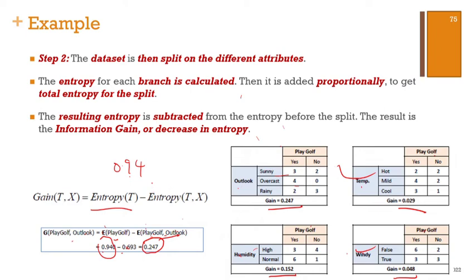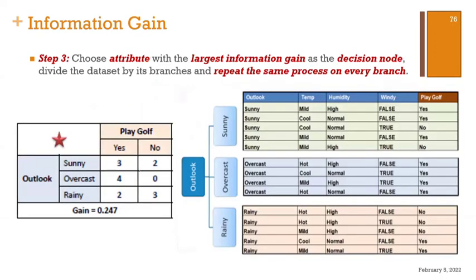If you do that for each of the attributes, this one is getting 0.247, 0.029, this one is getting 0.15, 0.048. See? So in this case, we are going to go for the one with the maximum information gain, because if I choose Outlook, it's going to help me quickly finish up my partitioning. Then once we select this, we move on. So step 3 is you choose the attribute with the largest information gain as the decision node.